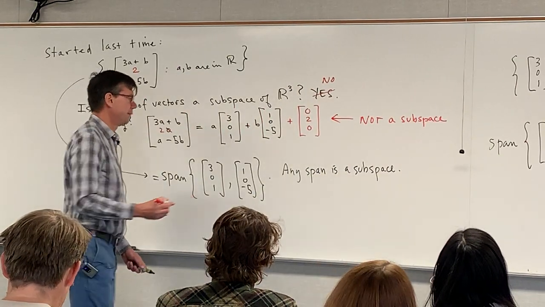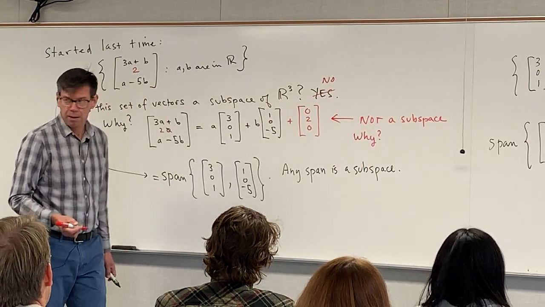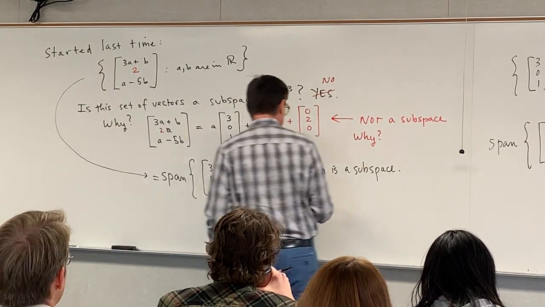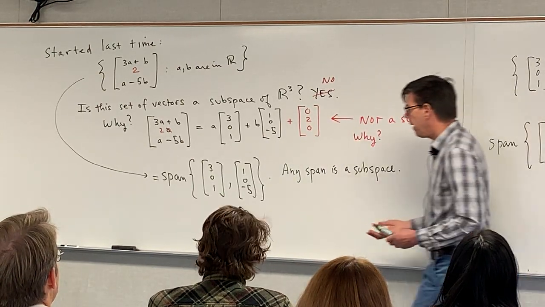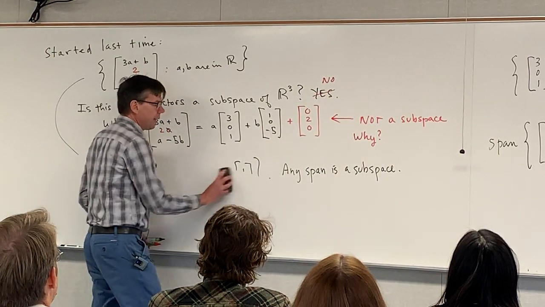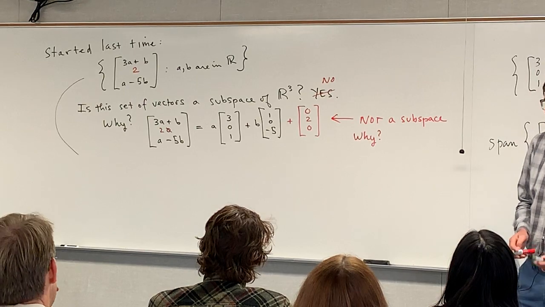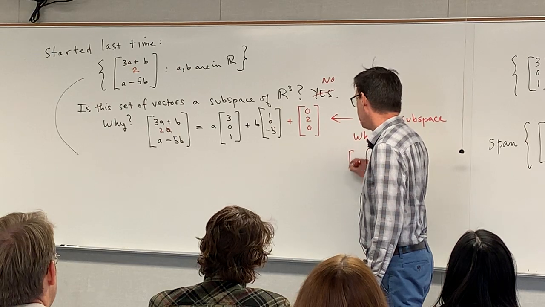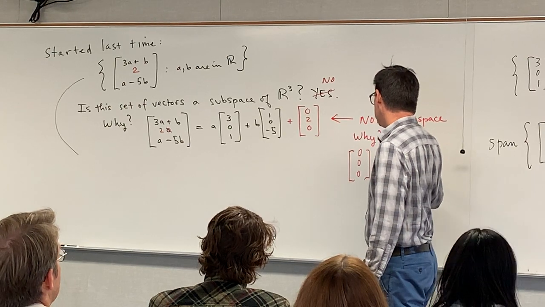And why? We mentioned it last time, but I just want to make sure everybody knows. There's an easy answer why. You can't just say it's not a span, because every subspace is a span of something, but just because it's not the span of those two doesn't mean it's not a subspace. You could try to verify the three properties, and right away you'd find out the short answer here: (0, 0, 0) is not in this set.